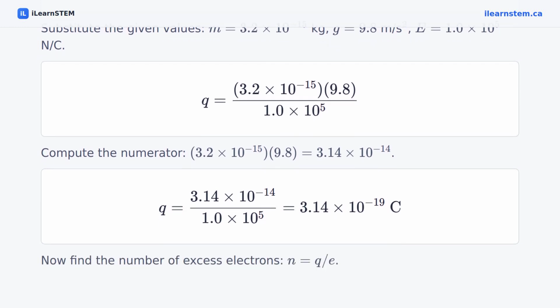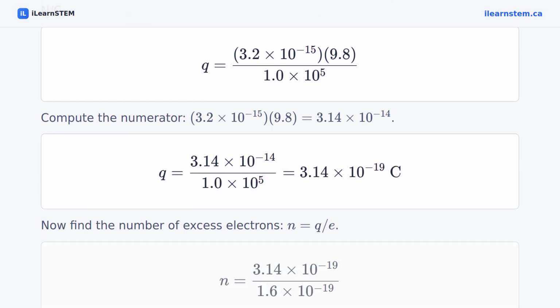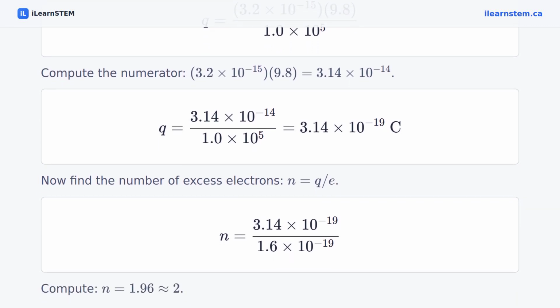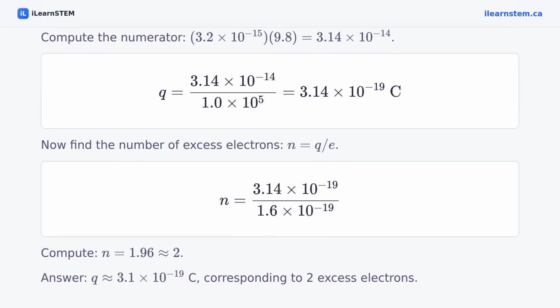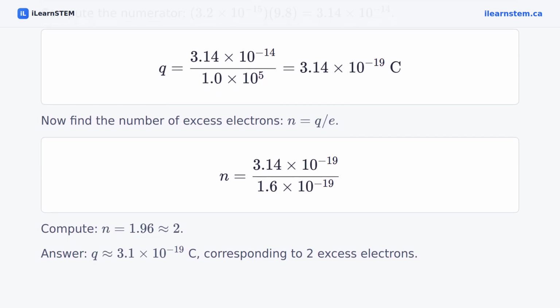Next, find the number of excess electrons, n = q/e. Computing gives 1.96, which rounds to 2, so the charge is approximately 3.1 × 10^-19 coulombs, corresponding to 2 excess electrons.